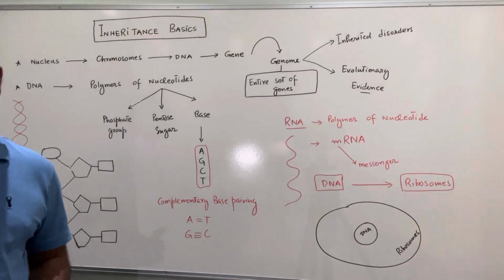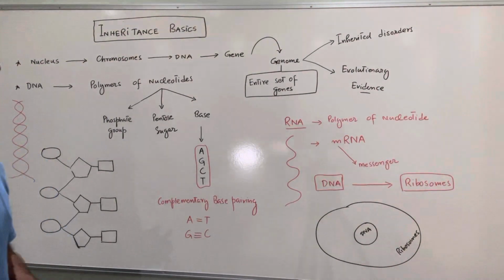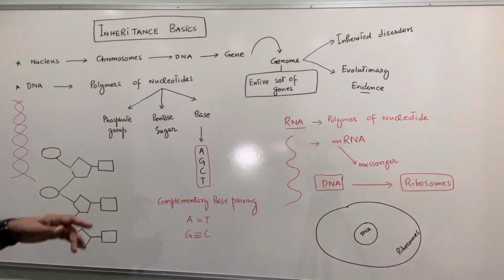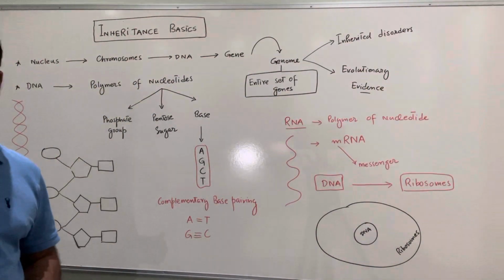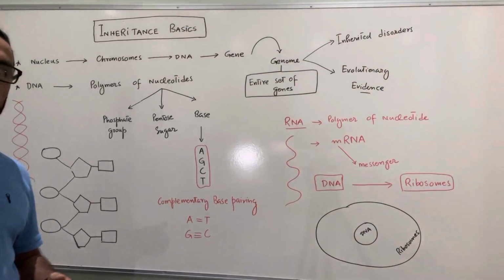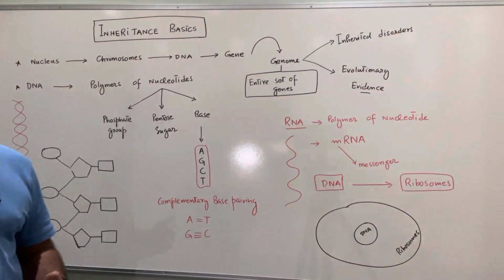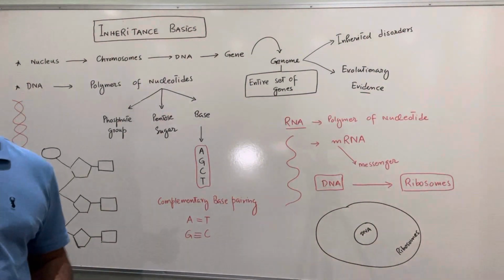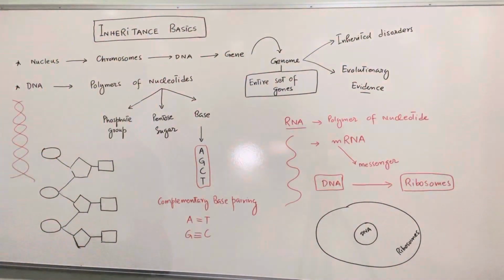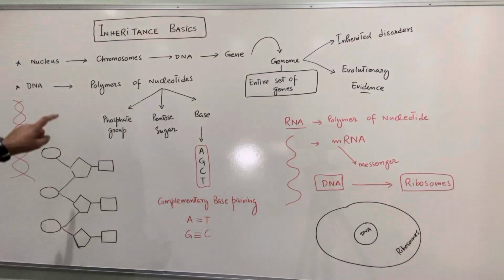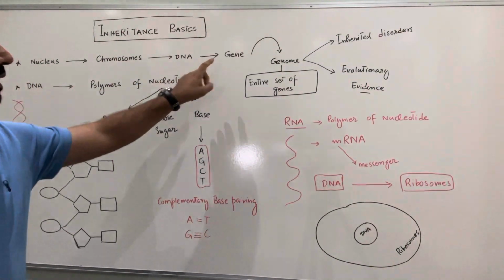cells. So in simple terms, inheritance is a topic in which we study how the DNA and genes give some coded information to cells to divide, to specialize, and to make some specific types of proteins. So this is a sequence.